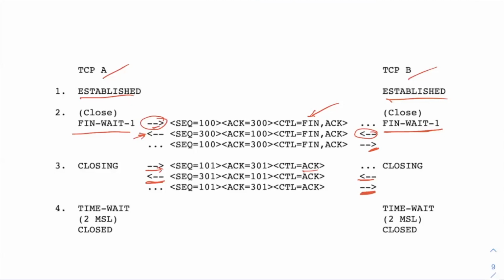Now after this, what will happen? Both will wait for some time. After that, both will close the connection. Both have closed the connection. And you can see the change in states here. First, both went into FIN wait 1. After that, the state went into closing, and after that, it went into time wait. But this typically rarely happens. Mostly, one side will initiate the connection termination.